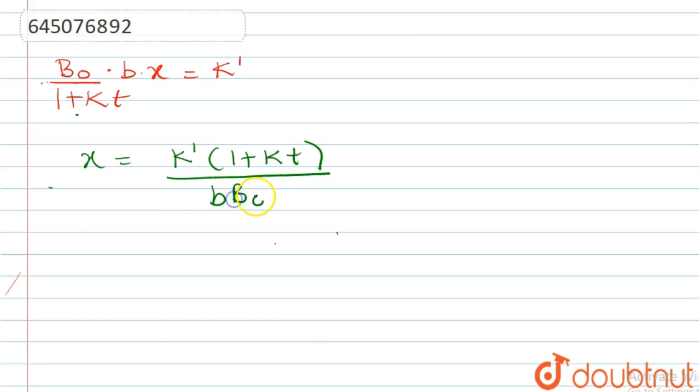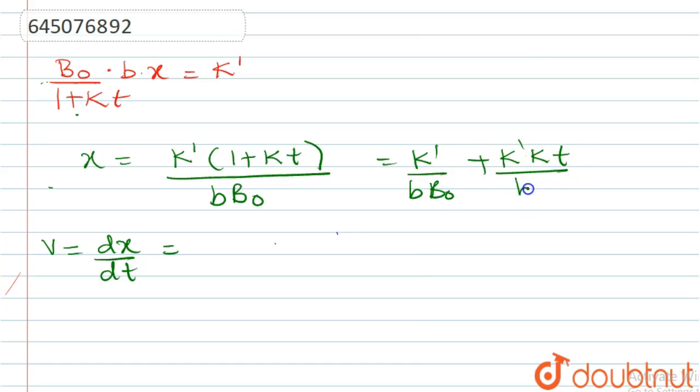This is the value of x, and we know velocity equals dx by dt. So we can differentiate it with respect to time t. On differentiating, this can be written as k dash by b naught plus k dash into kt upon b into b naught. When we differentiate, the first value is a constant so it will be 0, while the second value becomes k dash k upon b into b naught.